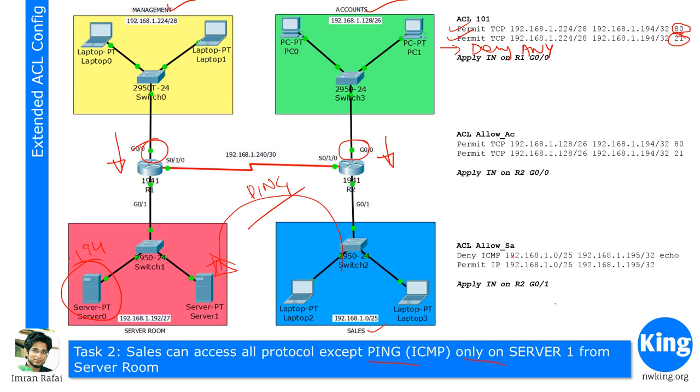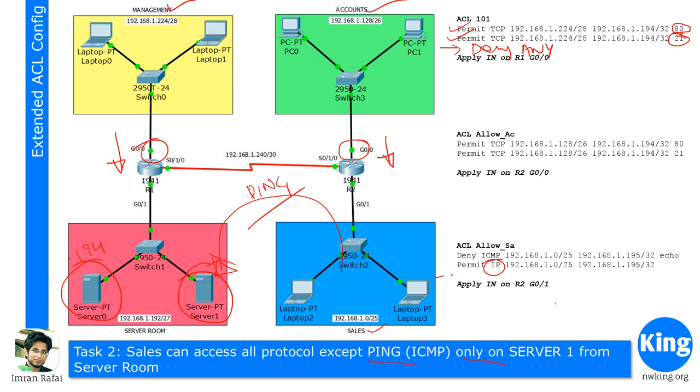So we're saying deny ICMP traffic coming from 192.168.1.0, the 1.0/25, which is the entire sales network, going to 192.168.1.195/32, that is server 1, just the server. Echo. So when you say ICMP, there are many messages. There is echo, which is the first message going from here to there. Then there's an echo reply, which comes from there to here. So we are saying any traffic going from here to there, that is nothing but echo, you please deny that. And then it says permit all IP traffic. Everything going from this network to this server, allow.